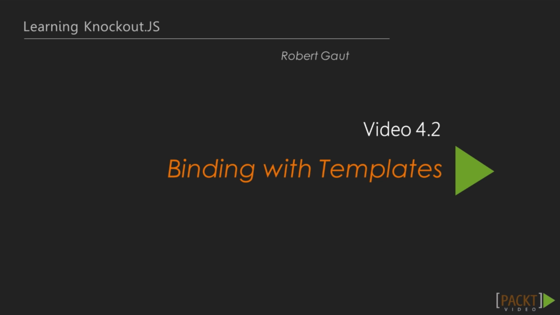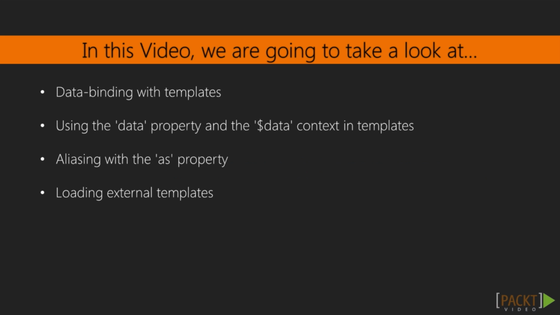Welcome back! In the last video, we learned about the various data context objects available in Knockout.JS. In this video, we're going to learn about rendering templates in Knockout.JS. We'll use what we've learned about context and apply it to developing with templates. We'll also cover how to alias our context with the as property. Lastly, we'll examine a technique to load templates from an external source.